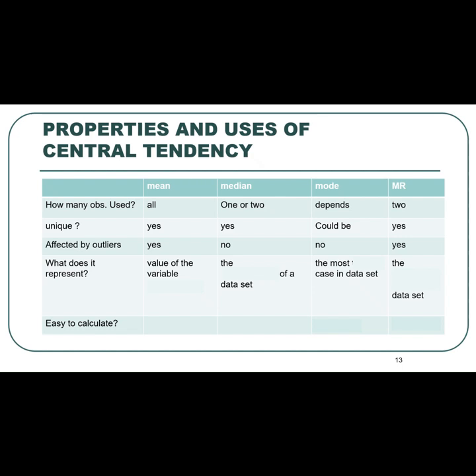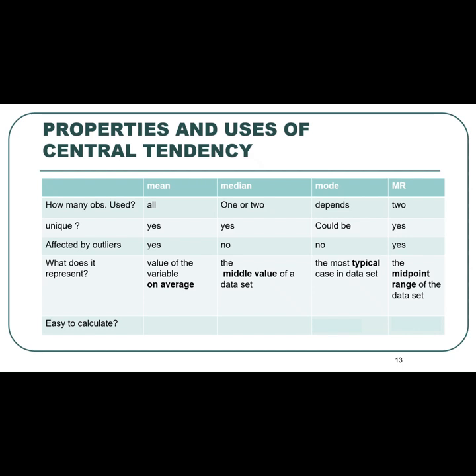What does each represent? Again, as we said, the mean represents the value of your variable on average. The median is the middle value of the data set, the value exactly in the middle, where half of the points are above it and the other half below it. The mode is the typical value in your data set, the value that is most frequent. Mid-range is the midpoint in your range.